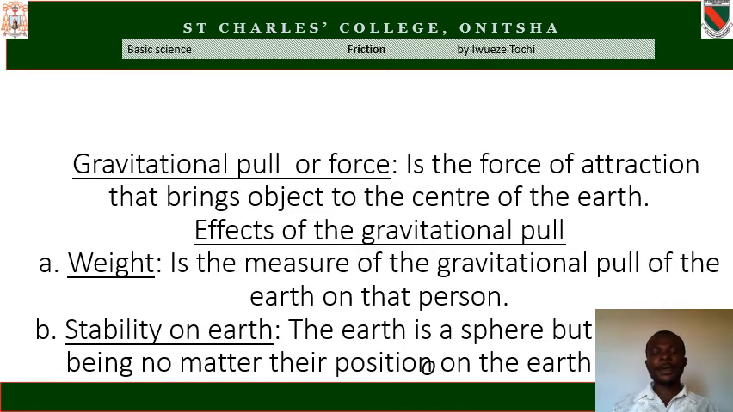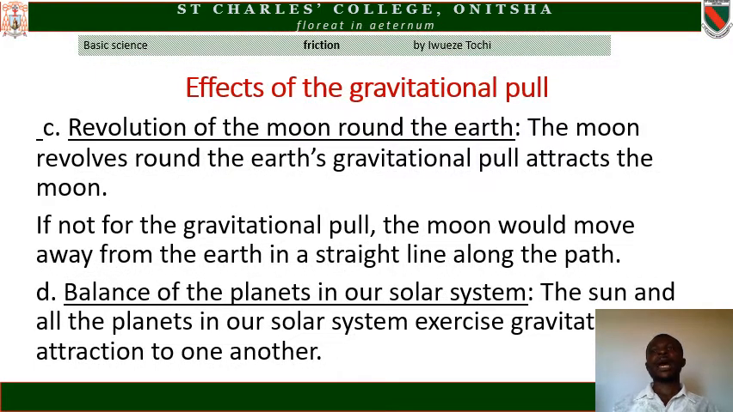B. Stability on the earth. The earth is a sphere, but human beings, no matter their position on the earth, do not fall off. Now, the earth is spherical, having a shape like that of an egg. So people and objects are staying on the surface of this spherical object called Earth.